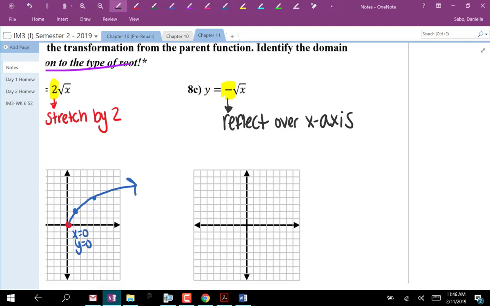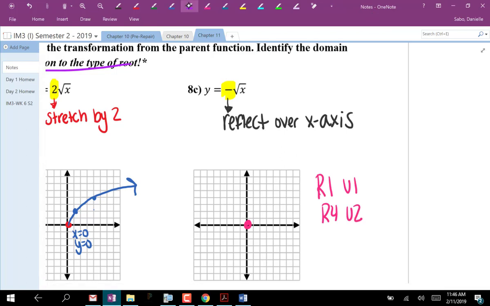So where do I start? Did I move left or right anything? No, so I always start at 0, 0 then. You start at 0, 0 whenever you don't move left or right at all. So that pink point. Here we go. I'm going to write my pattern out. Right 1, up 1. Right 4, up 2. Just like we did with stretching.